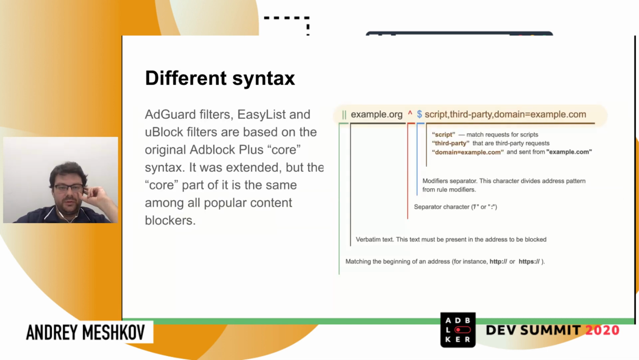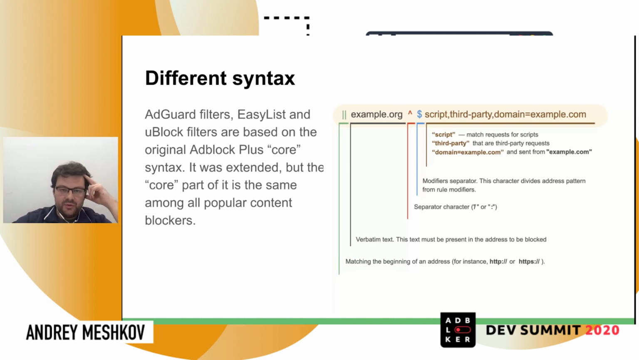Now to the next point. Adblock filters, EasyList, uBlock filters, and all other filter lists, they're all based on the original Adblock Plus core syntax. It was extended, of course, but the core part is the same among all popular content blockers. I'm talking about basic rules and element hiding rules. I hope you're familiar with it, but if not, you can see a simple blocking rule on the slide, and I hope it will give you the idea.